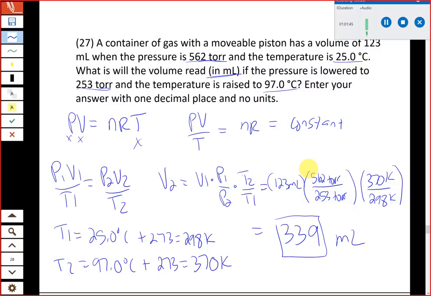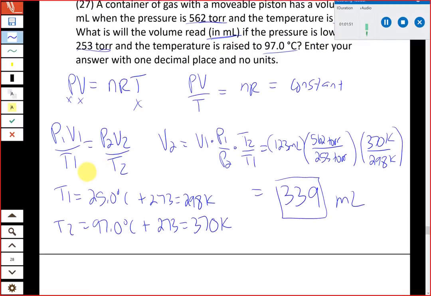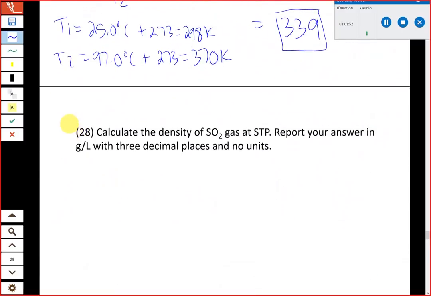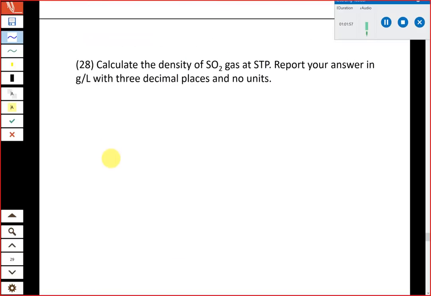All right, so there's a whole lot of variations on this, of course, depending on which variables we're changing and which ones we're not changing, but that's the typical approach we'll take. And then 28 deals with gas density. So with gas density, if we give you the mass of a gas, or we're asking you something about the mass of a gas in a certain volume, we can basically rewrite PV equals nRT to deal with the mass.